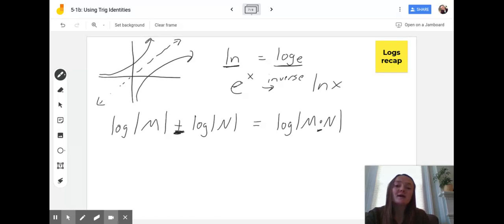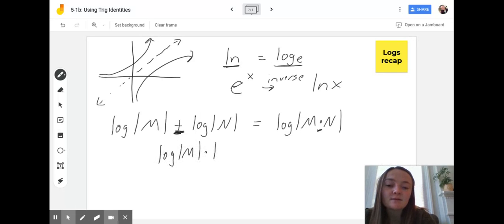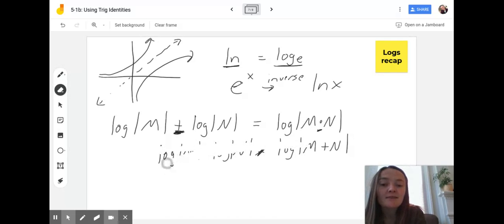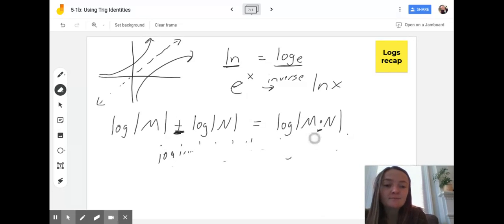Now, it does not work the other way. So if I said log of m times log of n, that is not equal to the log of m plus n. That does not work. So it only works one way. If there's addition on the outside, that is multiplication on the inside.